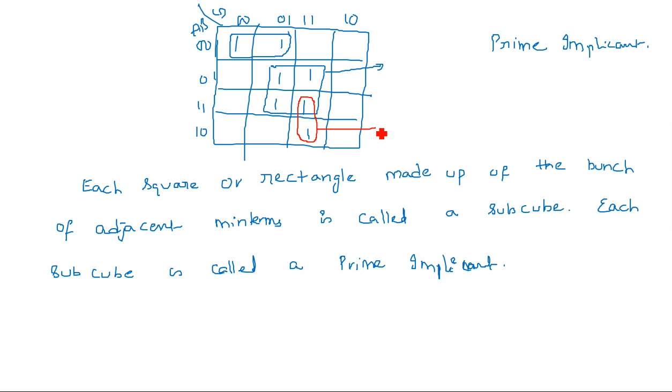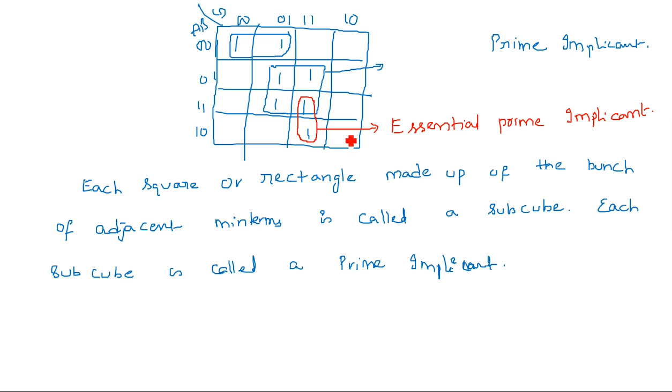So this particular prime implicant is known as essential prime implicant. Okay, so what do you mean by essential prime implicant? The prime implicant which contains at least one minterm which cannot be covered by any other prime implicant is called essential prime implicant. It should be covered with one prime implicant, but this one cannot be covered with any other.